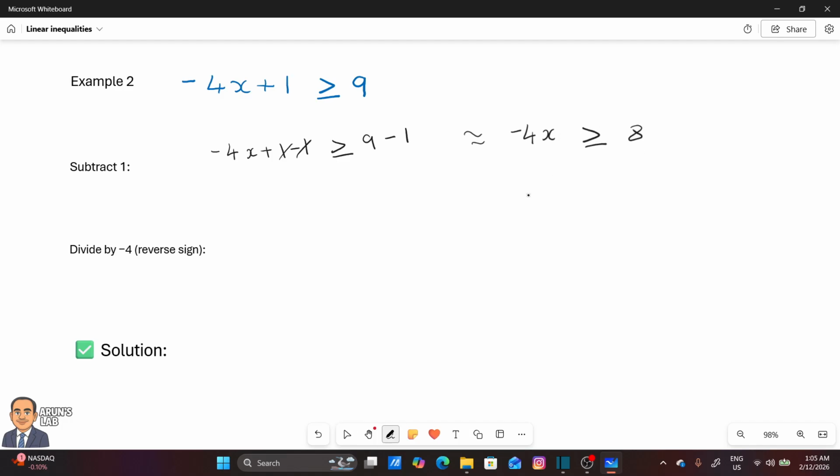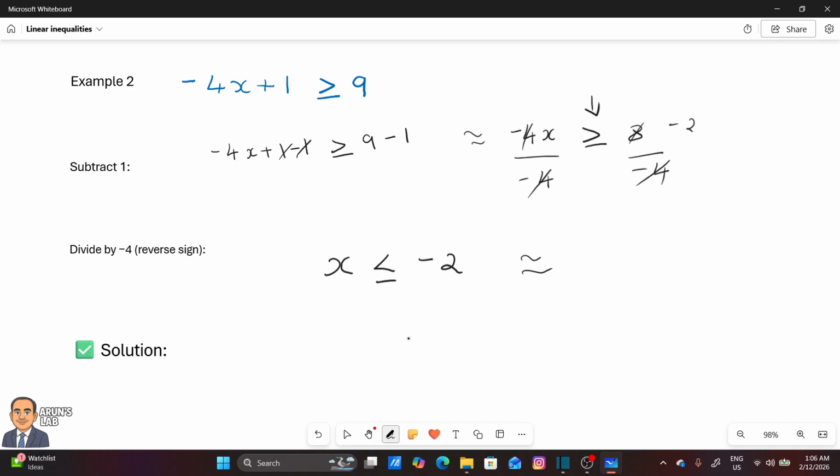Next we need to remove the minus 4, so we follow the special rule for linear inequalities. Divide by minus 4 on both sides. Minus 4 and minus 4 cancel, and 8 divided by minus 4 is minus 2. We need to reverse the sign, so the final answer is x less than or equal to minus 2.